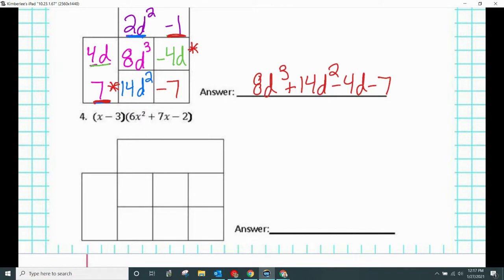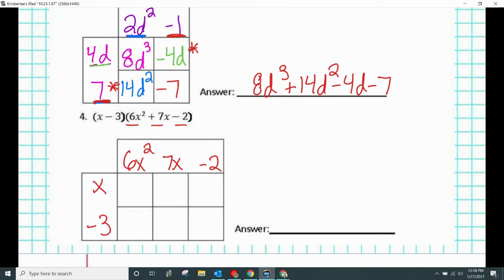Okay, so number 3, I'm going to set up the box, but I want you to do the multiplying. So I am going to have to put this piece that has the 3 pieces in the top because that's the only place it'll fit. 6x squared, then I have a 7x, and then I have a negative 2. And then I have x and minus 3 along the side. So remember, you have to split it up.